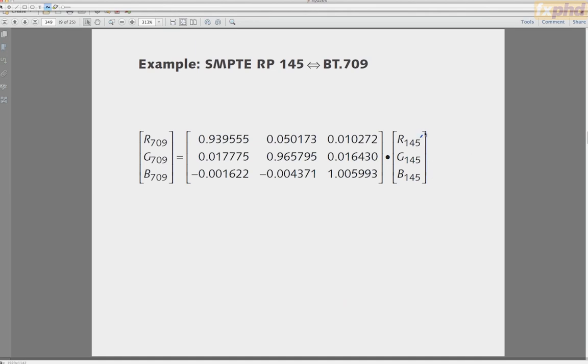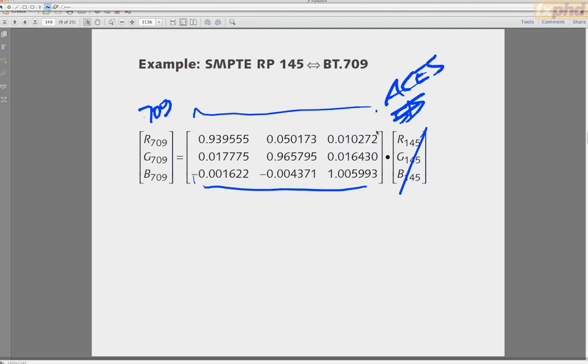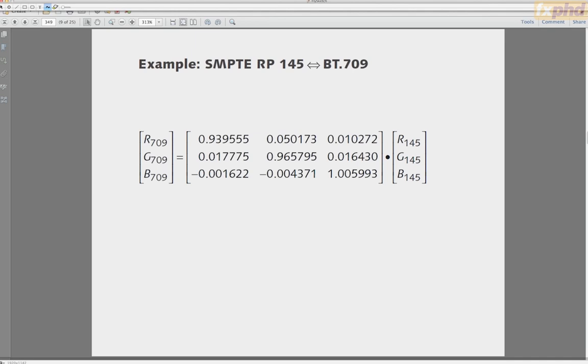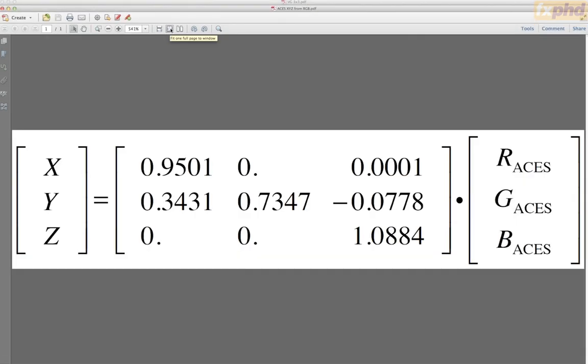okay, so that's to get from SD to 709. What about going from ACES to 709? Well, that also involves a 3 by 3 matrix, but now the numbers get different. And let me show you what those numbers are. Okay, here they are. So this is to go from ACES RGB to XYZ. So it's absolutely not a diagonal transform.